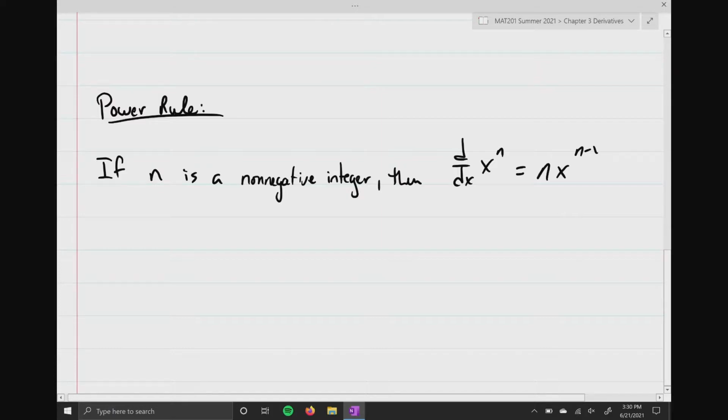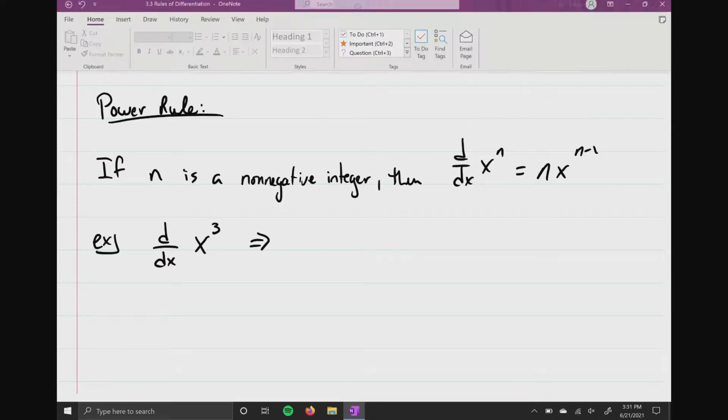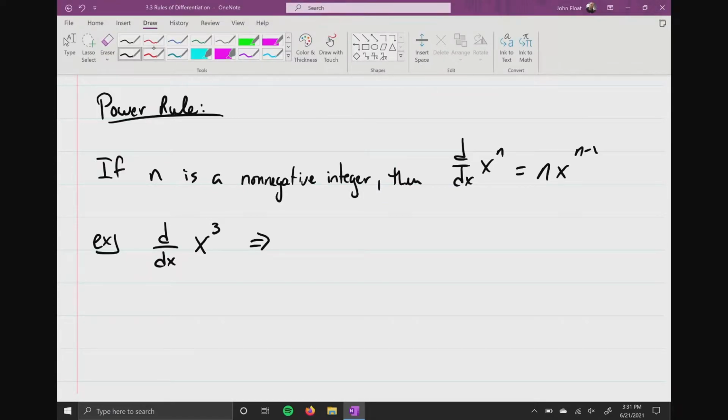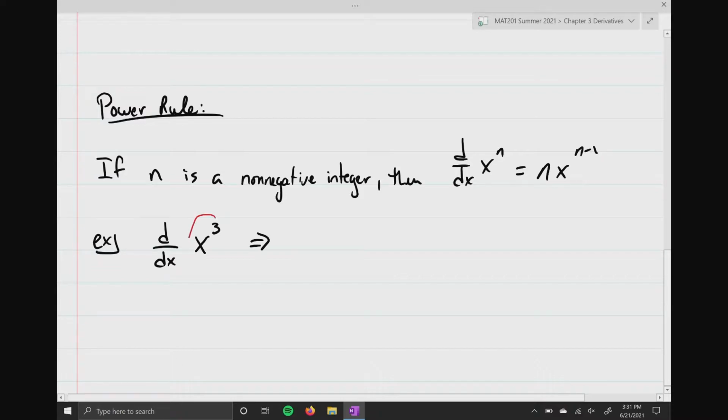So a really easy example of this would just be, let's find the derivative of x to the third power. Well, according to our power rule, what we need to do is take the power and move it out front. So we're going to take this, put it out front, and then we subtract 1 from it. And 3 minus 1 is 2. So our derivative is going to be 3x squared.